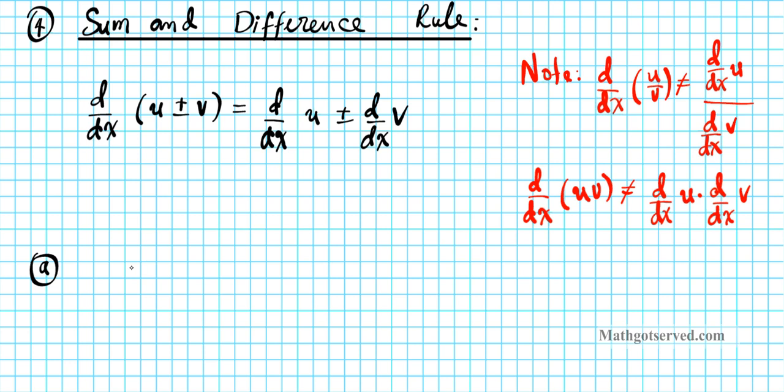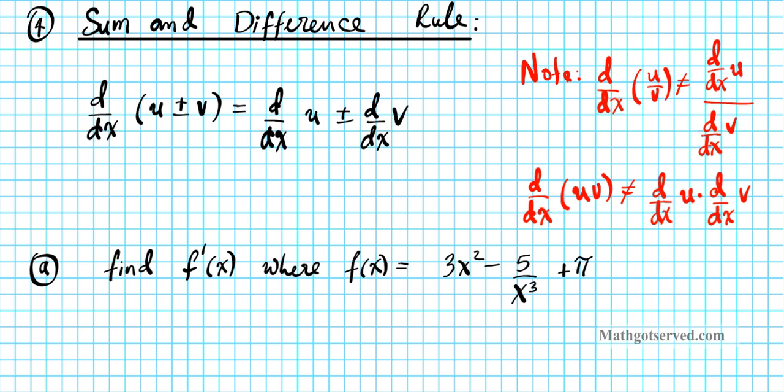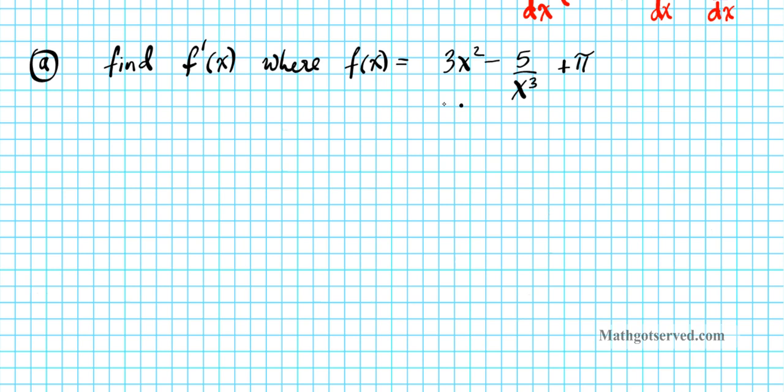How about we find f prime of x, where f of x is equal to 3x squared minus 5 over x to the third plus pi. Okay? All right. So we take a look at this problem.